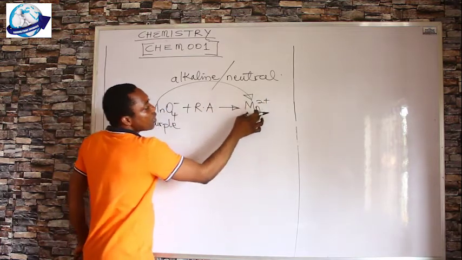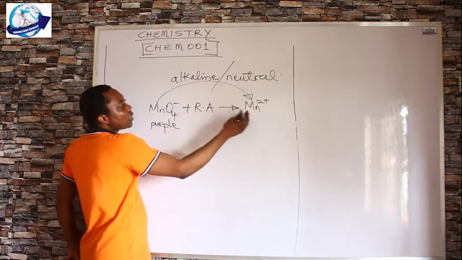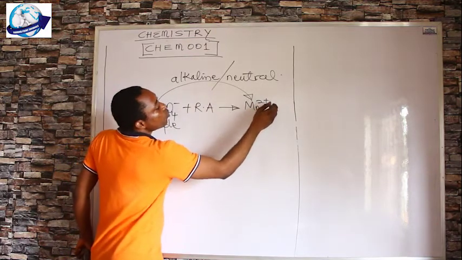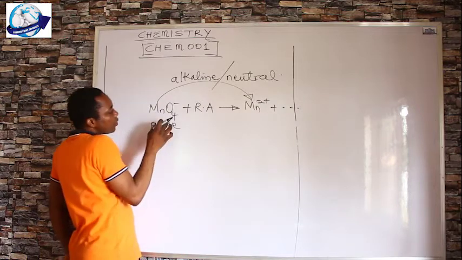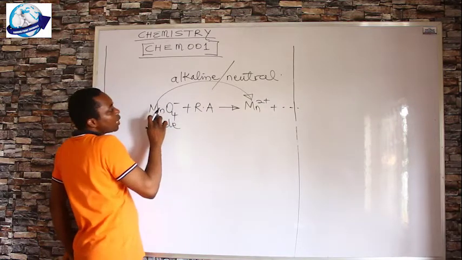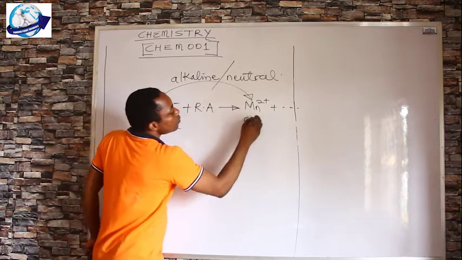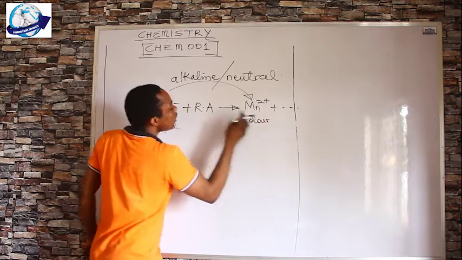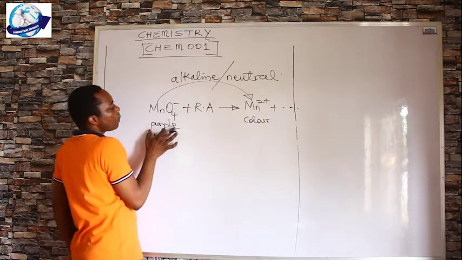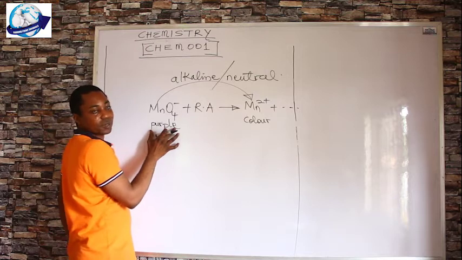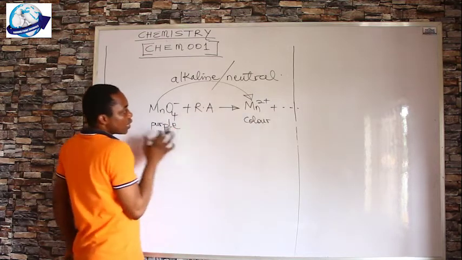Mn2 plus, that is manganese 2 plus ion, and then at the end of the day, that is where you have other things. Look at it very well now. From this side, it changes to colorless. If it happens in acidic medium, the purple color of MnO4 ion changes to colorless. That is in acidic medium.